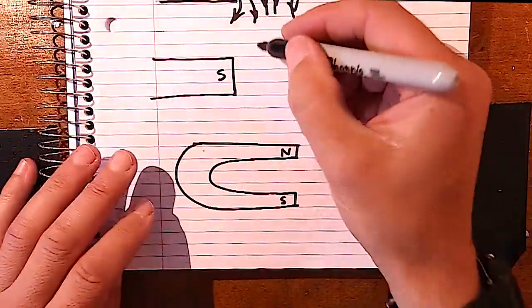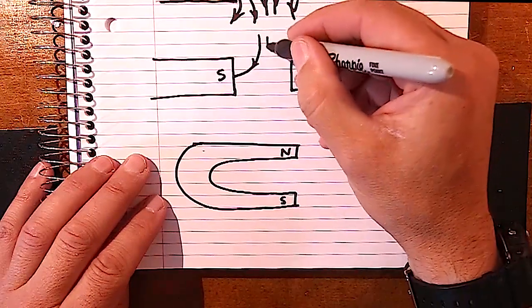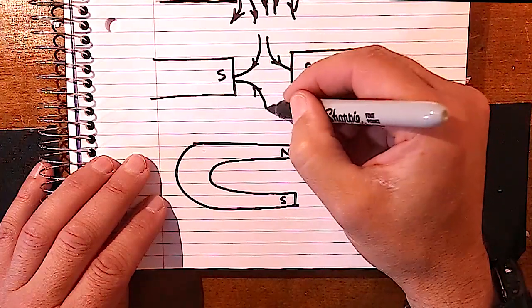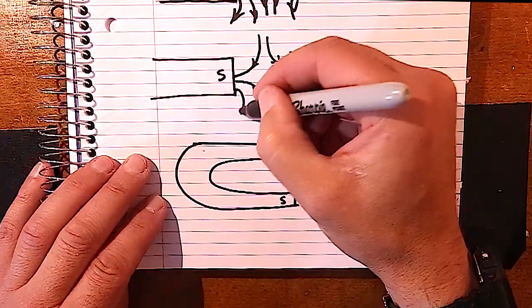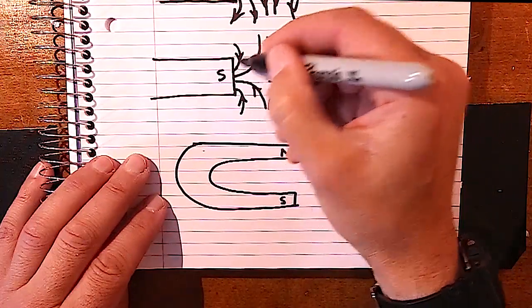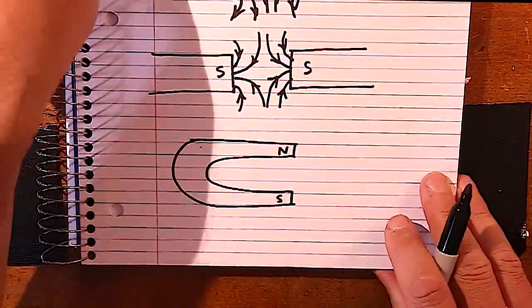So a south-south magnet is going to be the same thing, except the arrowheads are going to be going in the opposite direction. So they're going to be attracting, and they're going to have that same sort of curvature here that we see with the north-north, just opposite directions.